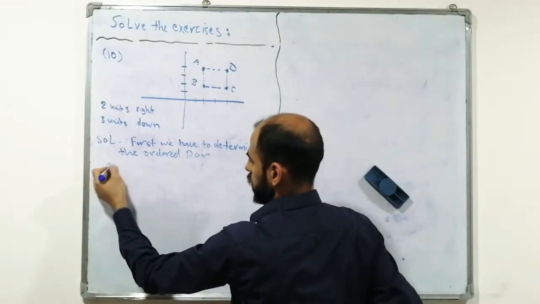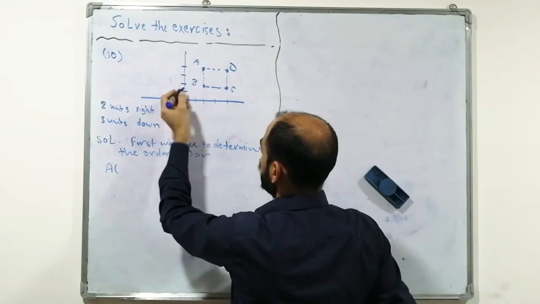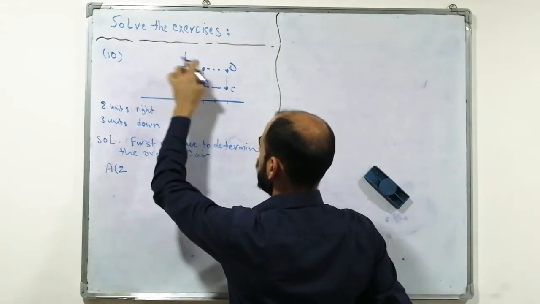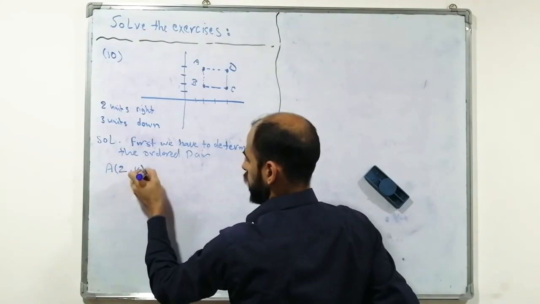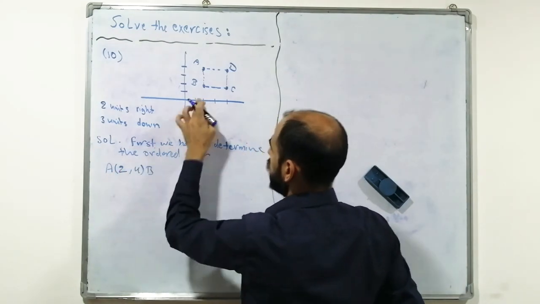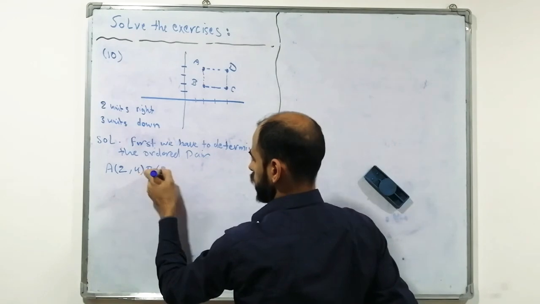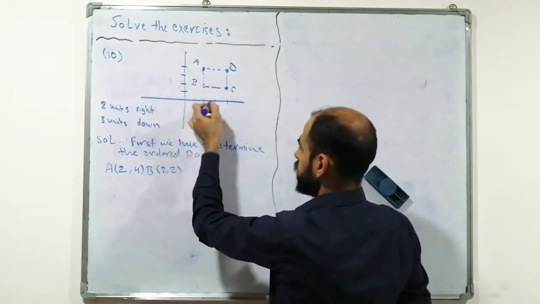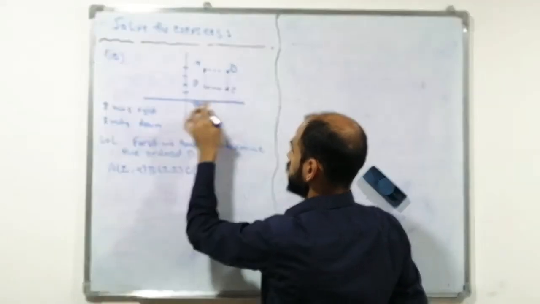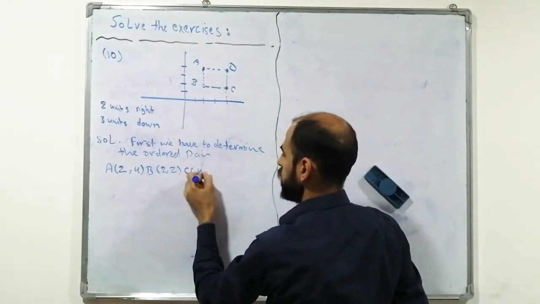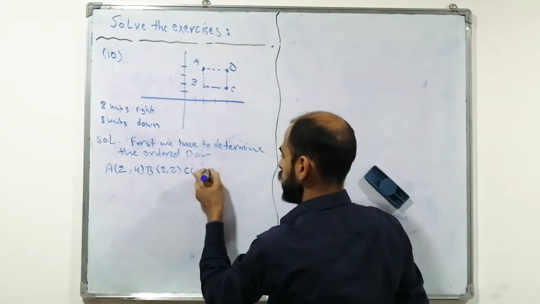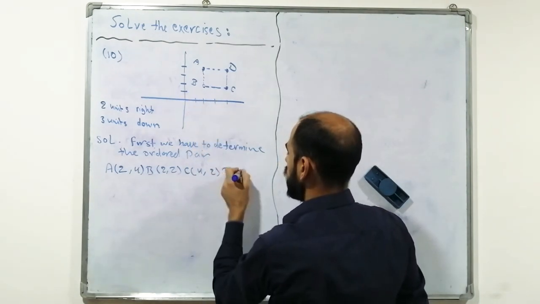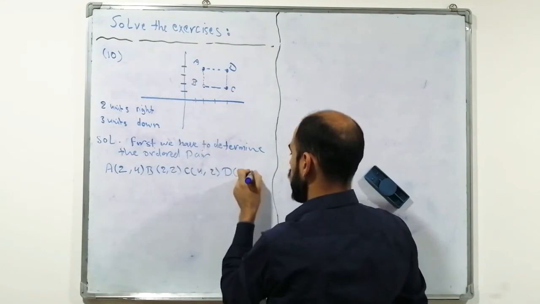The point A is 2 and 4. The point B will be 2 with 2, X is 2 and Y also 2. C is 1, 2, 3, 4, C is 4 and 2. The point D is 4 with 4.